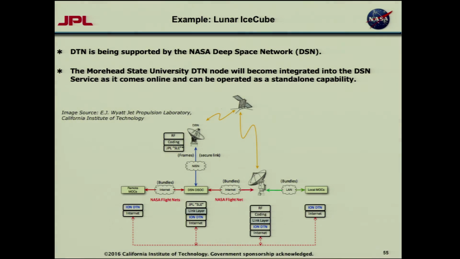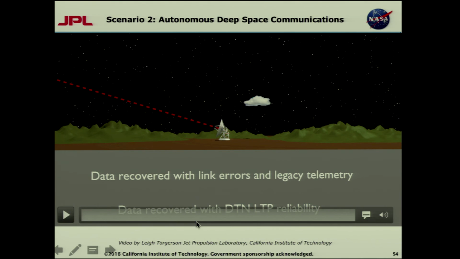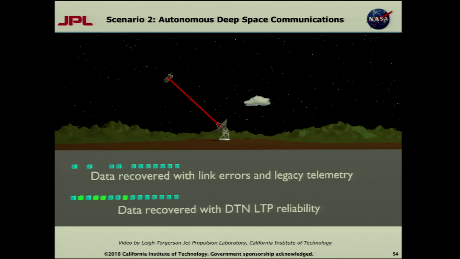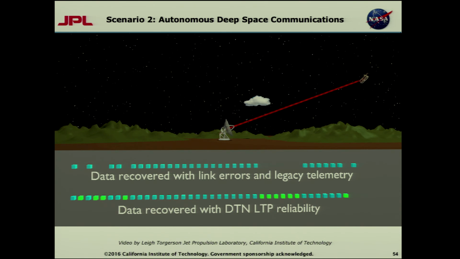Okay, quick animation here. Let me try this. Okay, there we go. It shows you a little bit of the communication: data recovered with link errors and legacy telemetry, and data recovered with DTN LTP reliability. So you drop packets, you drop segments, and those segments are retransmitted using the LTP layer.